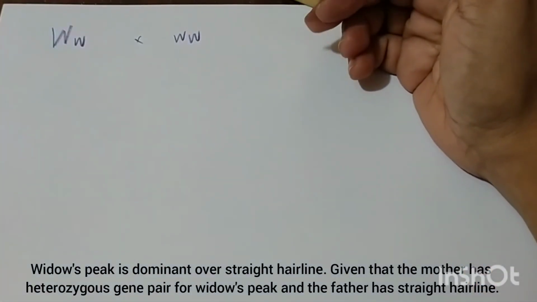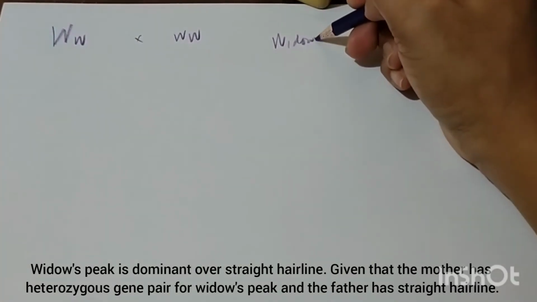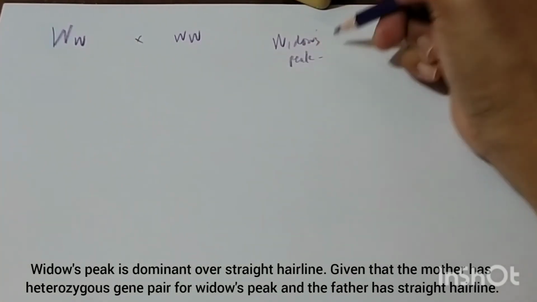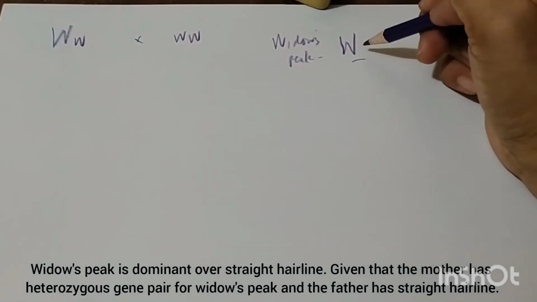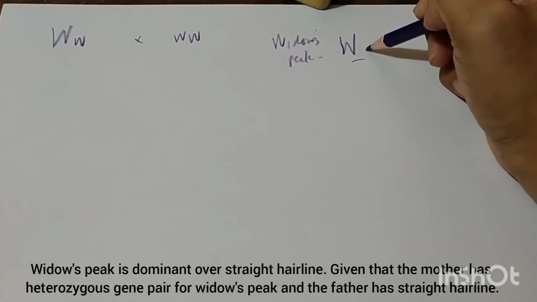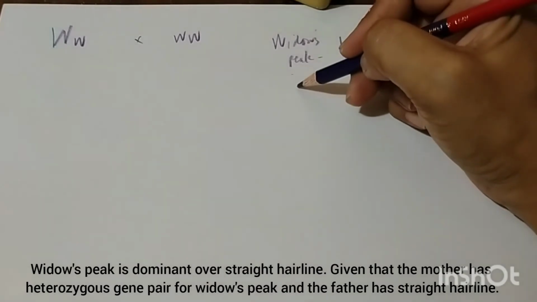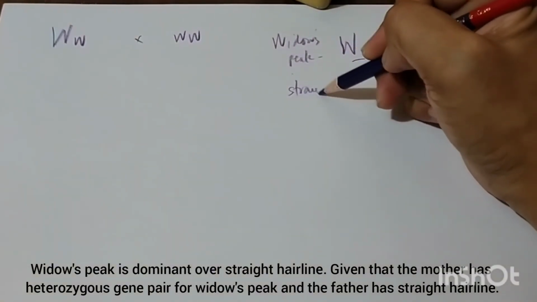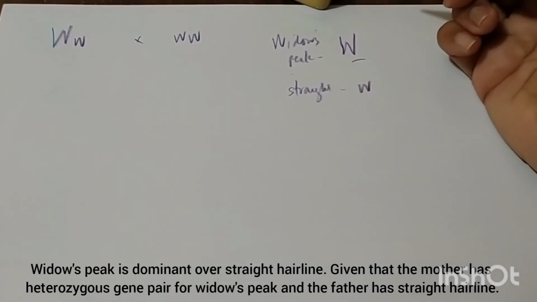Why letter W for this trait? It is because widow's peak is considered as a dominant trait, and in preparing a key, we use the first letter of the dominant trait, so capital letter W to represent widow's peak since it is a dominant trait. And for the straight hairline, we will use small letter w since it is a recessive trait.